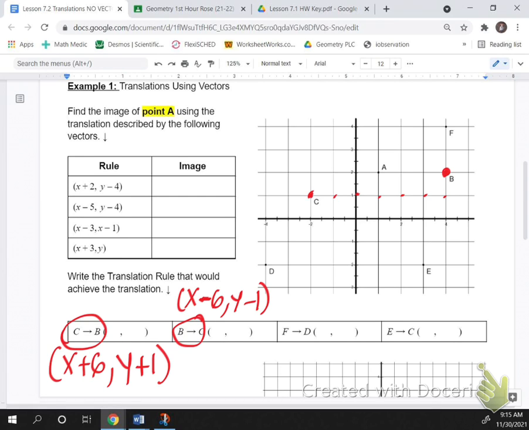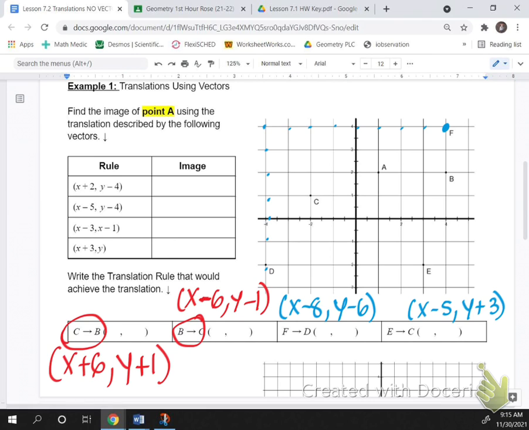Try F to D and E to C with your team. Go. Check out F to D and E to C. Give me a thumbs up if you agree with both of those up there. That's what you got? Fantastic. That's writing a translation rule. Not so bad. Any other questions about this first example before we move to our next graph?